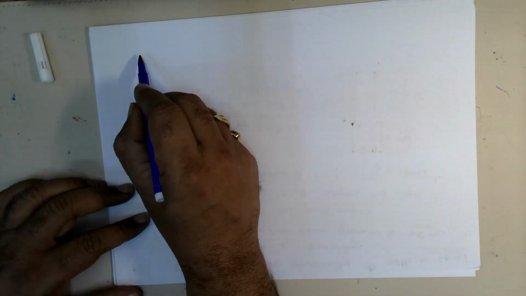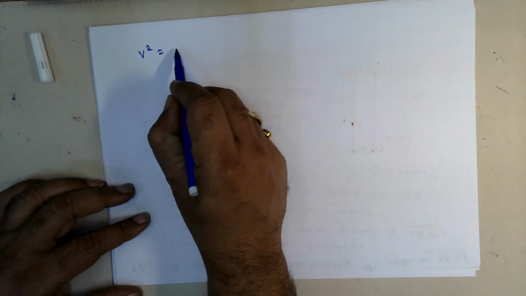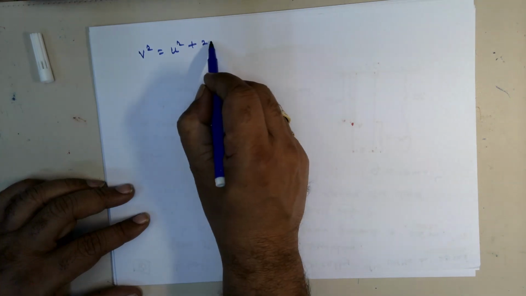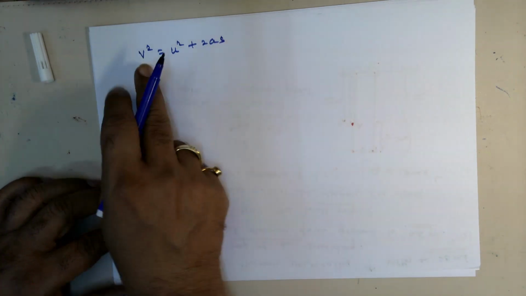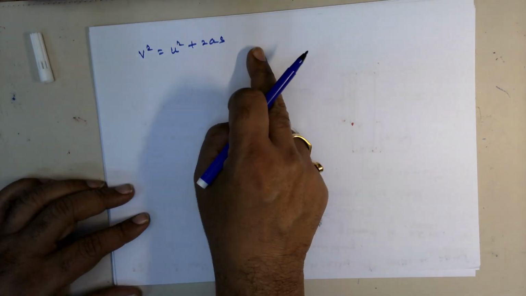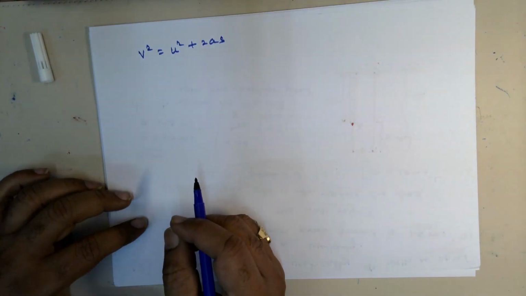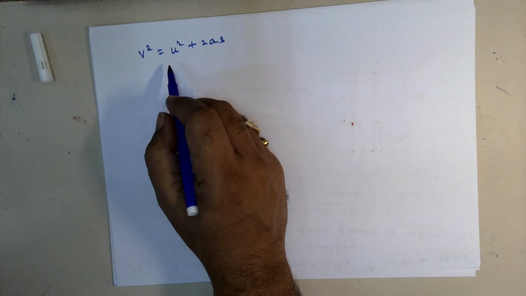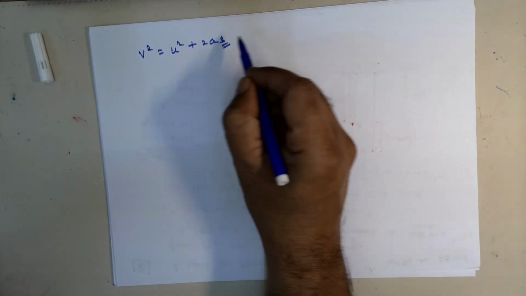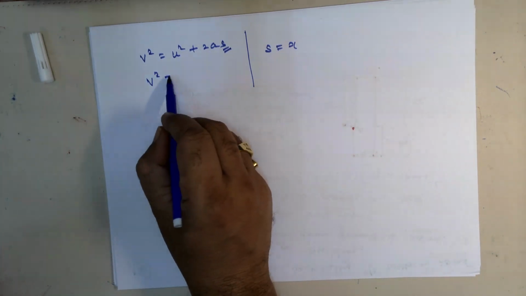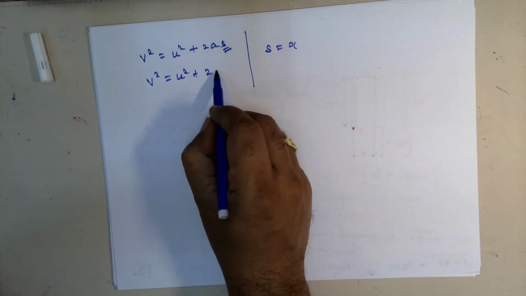Now let us apply the theorem. V squared is equal to what? Tell me. U squared plus 2AS. Either you can say V squared minus U squared is equal to 2AS or V squared is equal to U squared plus 2AS. Right? Okay. So V squared is equal to U squared plus 2AS. And here, this S is nothing but X here, right?